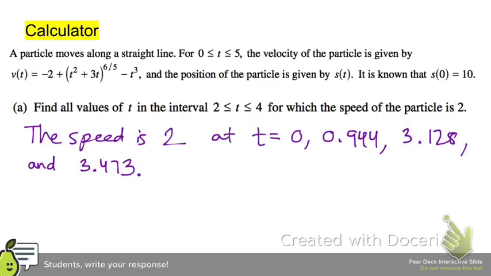Oh my gosh, we did it wrong. I didn't even read that. Look at me. I was reading up here between 0 and 5. I didn't even read the problem. It said find the values in the interval from 2 to 4.